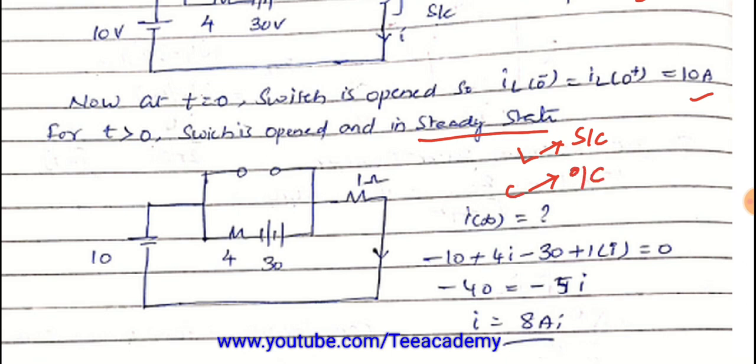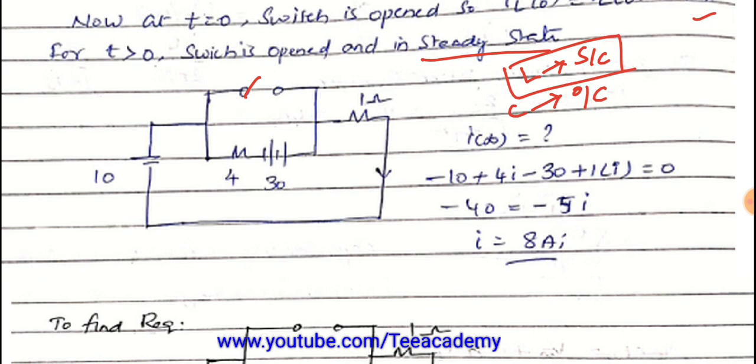Somehow the capacitor is not there in the circuit. The inductor is going to act as a short circuit here. So I have redrawn the circuit like this. The switch is opened here, a 10 volt source is there, a 4 ohm resistor is there, a 30 volt supply is there, and 1 ohm is there. The inductor acts as a short circuit here. Now I of infinity means steady state condition. Applying KVL inside the loop here: minus 10 plus 4 into I minus 30 plus I into 1, where I is I of infinity, equal to 0. By solving this, you will get the current I of infinity as 8 amperes here.